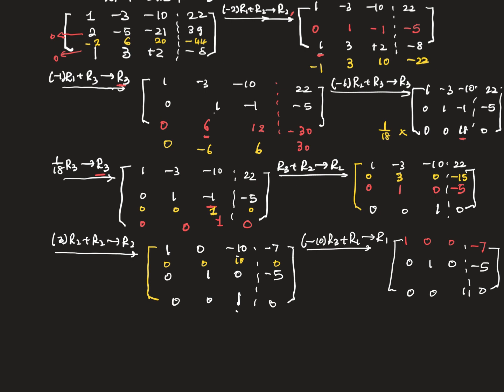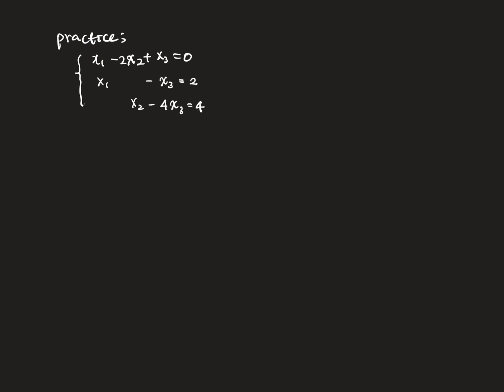X1 is negative 7. X2 is negative 5. X3 is going to be 0. So the solution is x1, x2, x3 equals negative 7, negative 5, 0. We did row operations by solving the system of equations. Now let's practice this one.